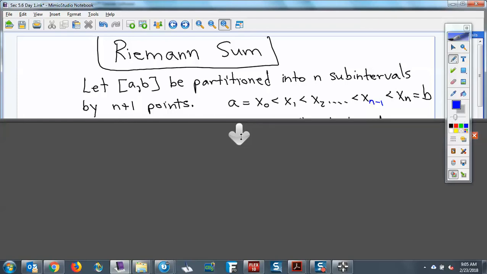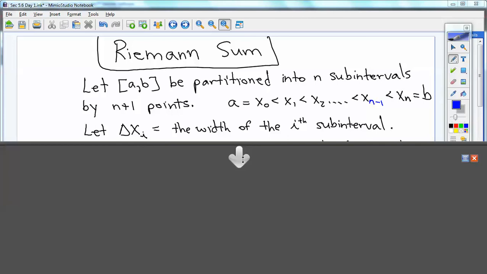All right, so we're going to partition it, which we just saw. Let delta x sub i, where delta stands for change in x, like slope. We did rise over run, delta y over delta x, change in y over change in x. So delta x is our change in x. That's our subinterval width. Now, why do we have delta x sub i? Because we don't have to do equal width intervals. 99% of the time we will. We'll divide it up into equal subintervals, but we don't need to.